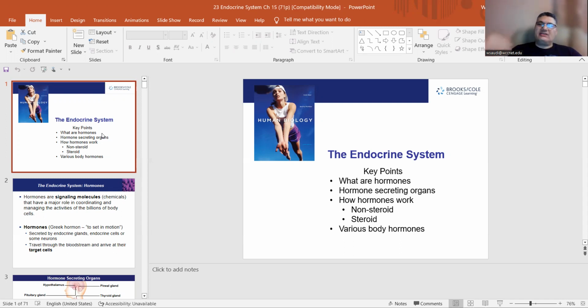Exo, out. So there is a duct to take the secretion out. And on the other hand, if the gland does not have a duct, we call it ductless. So now the secretions do not have a duct to take them out, so it's not exo, it's endo. So the secretions will go endo, which is in between the cells. But ultimately, it will move and go to the blood, and in the blood, it's going to be distributed all over the body.